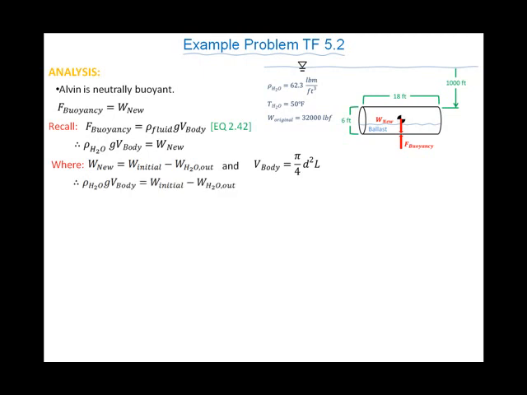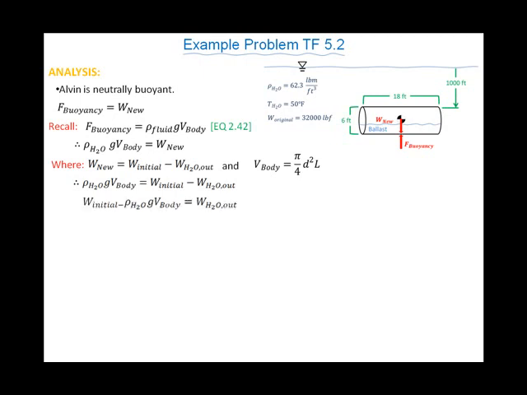So let's mash this all together, and let's say that the density of my water times acceleration due to gravity times the volume of my body equals my initial weight minus the weight of the water I expelled. So I've simply replaced the term weight new with initial minus water out.